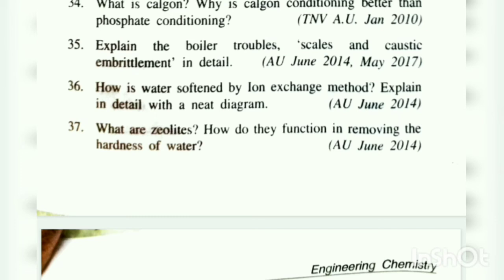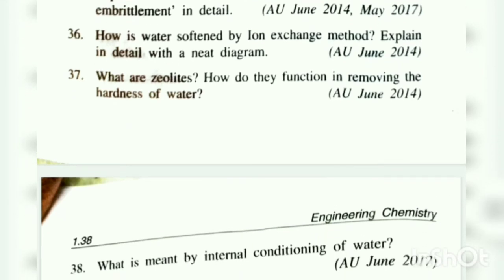Okay. Then 36, how is water softened by ion exchange method? Explain in detail with a neat diagram. இது வந்து you have to describe about ion exchange method and then you have to draw a neat diagram. 37, what are zeolites? How do they function in removing the hardness of water?